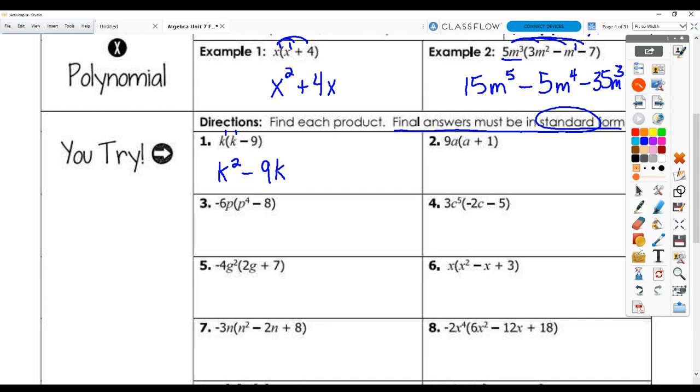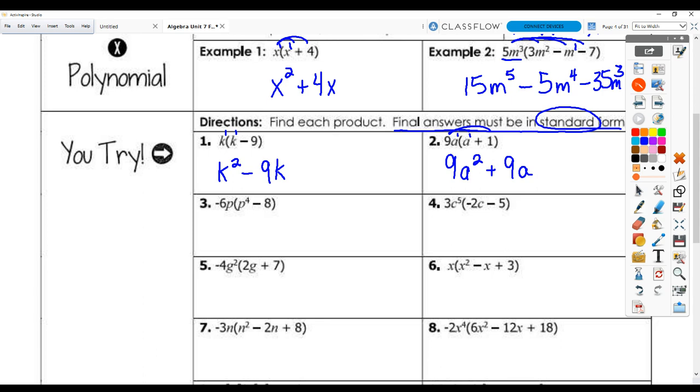And let's do number 2. 9a to the first times a to the first would be 9a squared. Remember, we're distributing to both terms. And 9a times 1 is just 9a, because anything times 1 is itself.